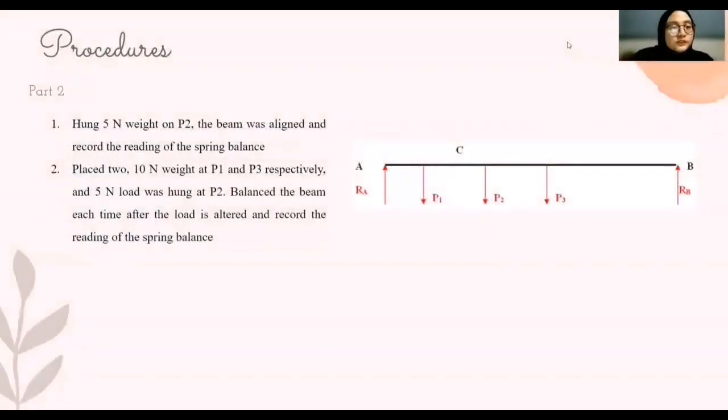For part 2, first hang a 5 Newton weight on P2. The beam was aligned and the reading of the spring balance recorded. Next, place two 10 Newton weights at P1 and P3 respectively, and a 5 Newton load was hung at P2. Balance the beam each time after the load is altered and record the reading of the spring balance.